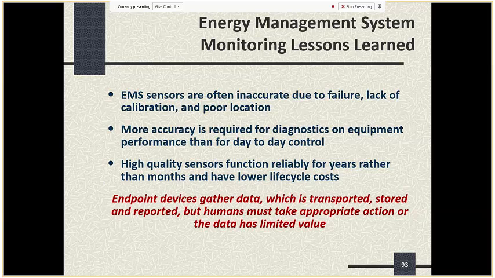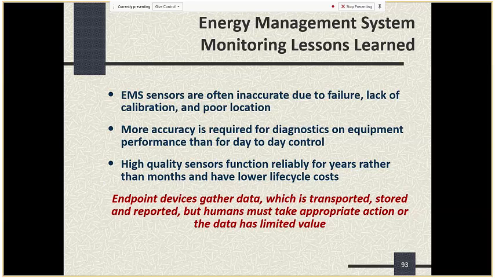Some lessons learned from working with energy management systems. Sometimes the sensors from EMS systems go bad. That can be due to a failure of the sensor, or just lack of calibration, or a poor location. And I know one example that we had already on this project when we were doing some of the construction period commissioning was some of the air quality sensors had some issues.